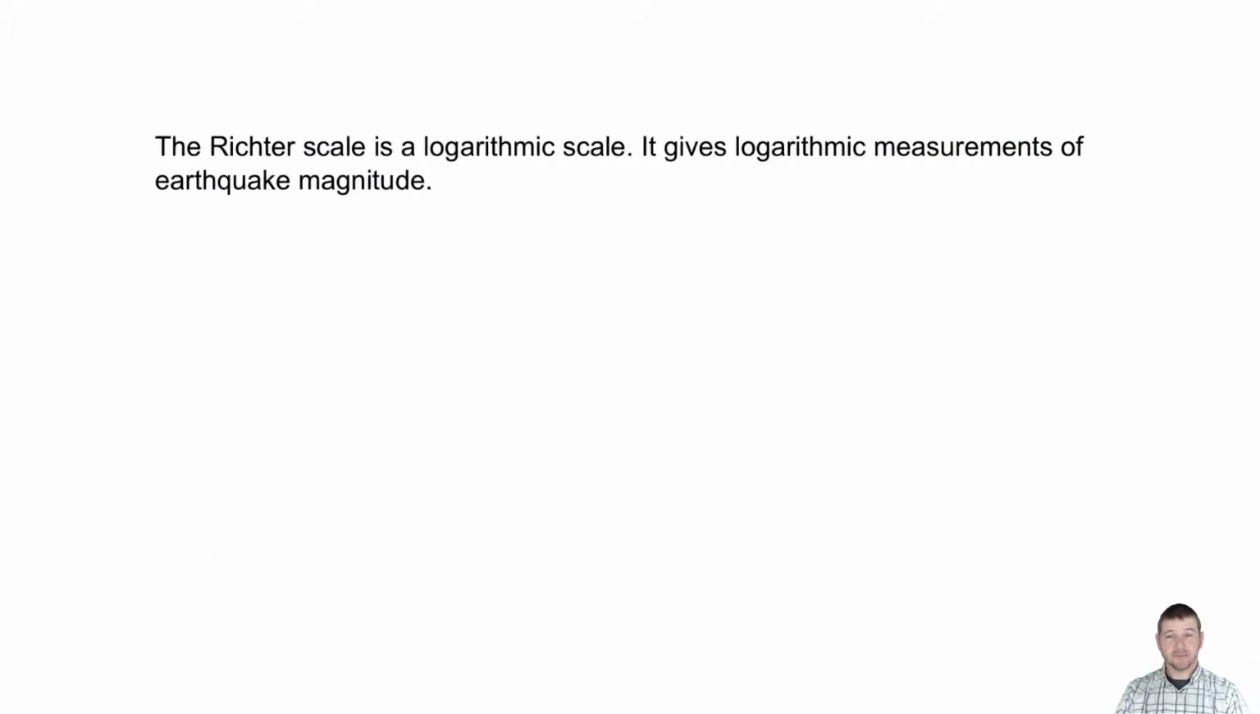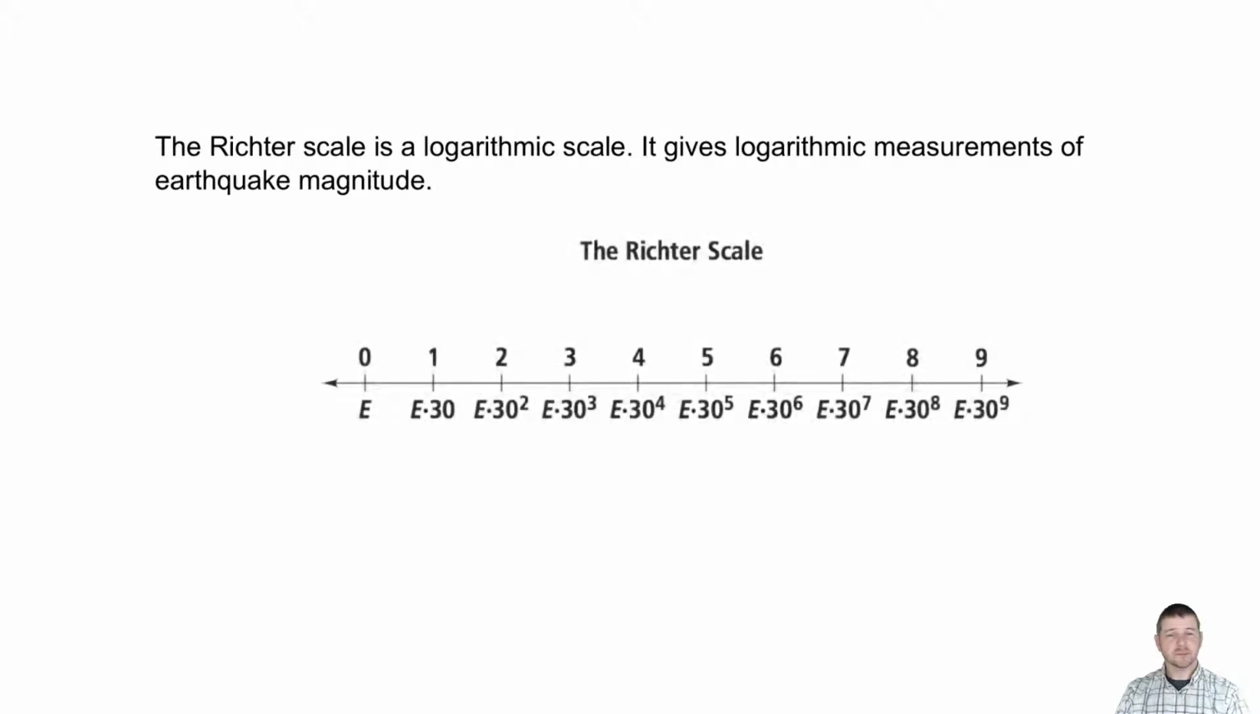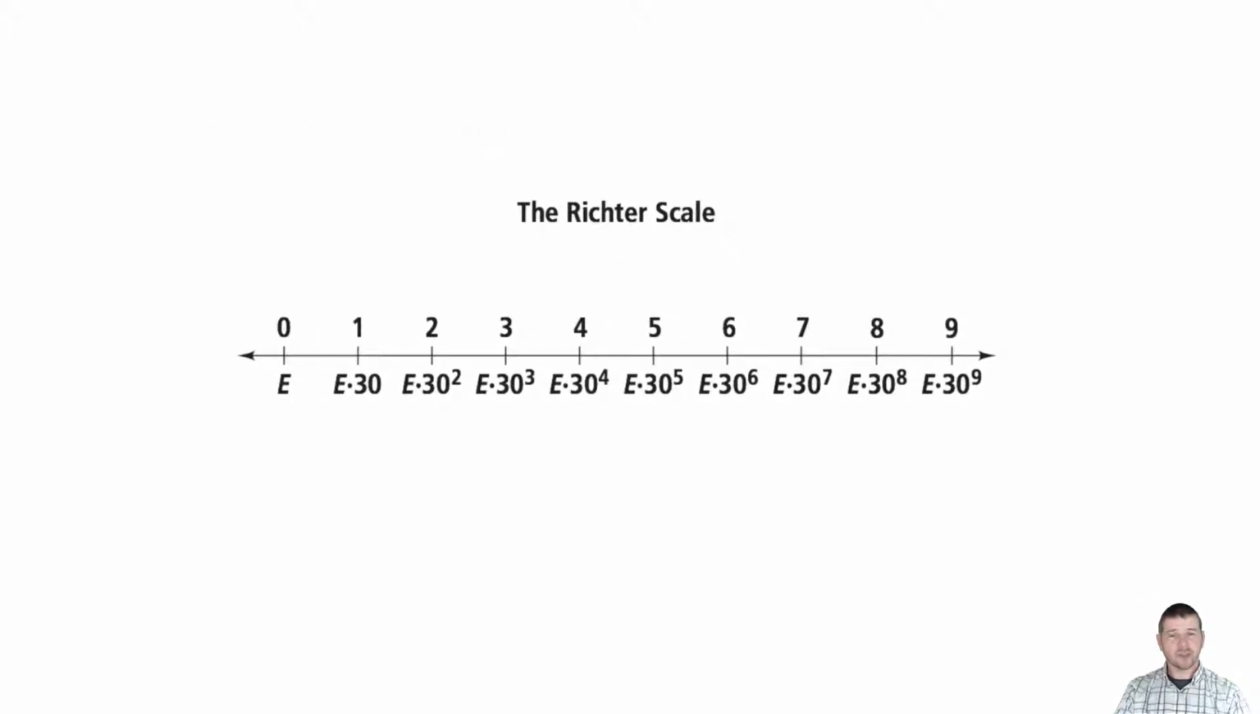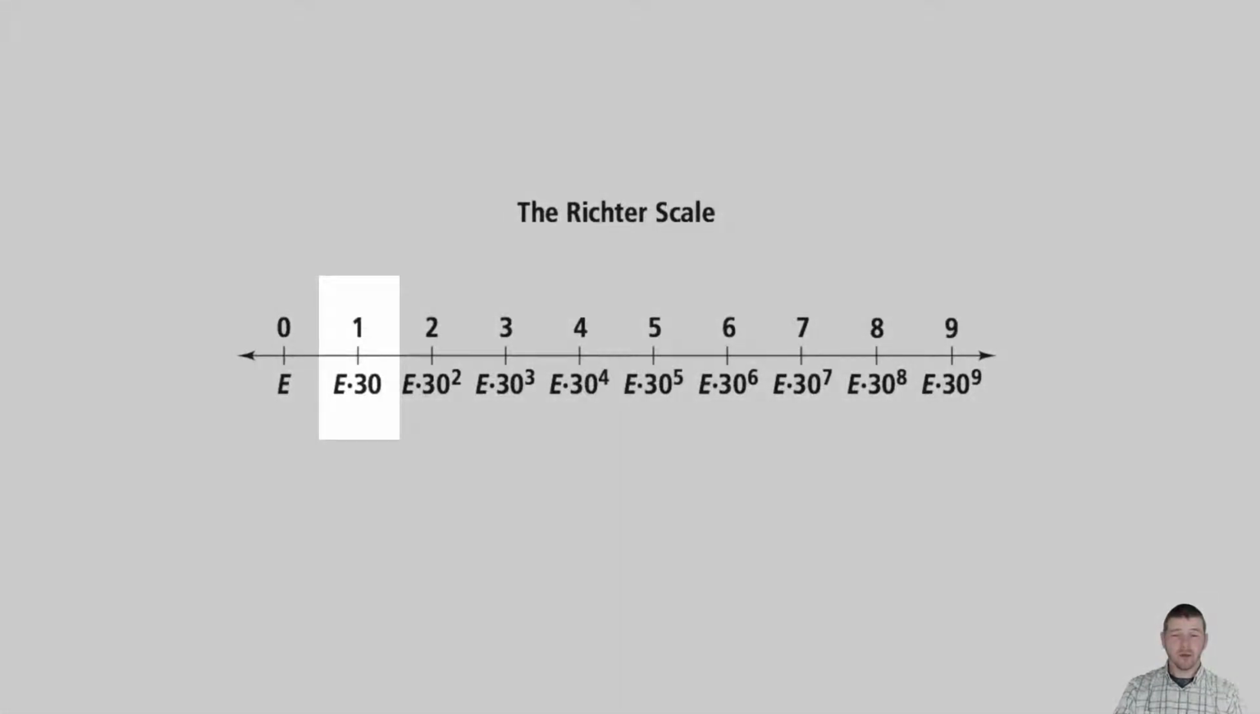The Richter scale is a logarithmic scale. It gives logarithmic measurements of earthquake magnitude. Take note of the image. The Richter scale, shown here: a magnitude 1 earthquake on the Richter scale represents an energy level being multiplied by 30 to the first power. A magnitude 2 earthquake, the energy level is multiplied by 30 squared, or 900.